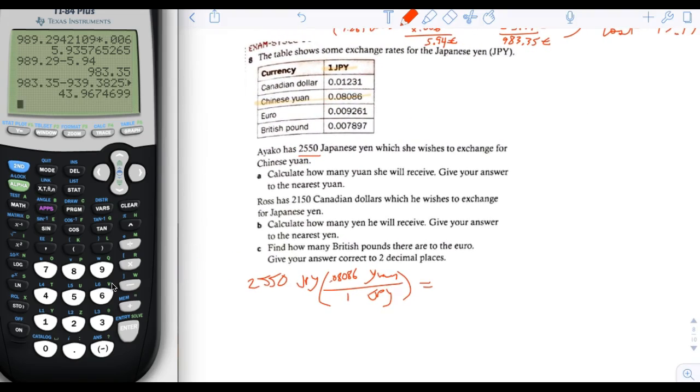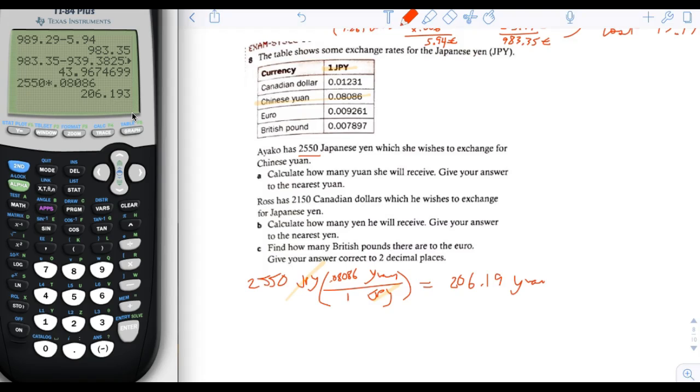And then we're going to multiply the tops together and divide by the bottoms. We're going to cancel out the units. So it's 2,550 times 0.08086, which is 206.193 yuan. And I don't know if the yuan has cents, so we better put it there just in case. So 206.19 Chinese yuan. So that's the answer for A.